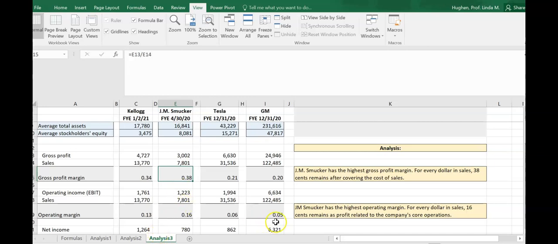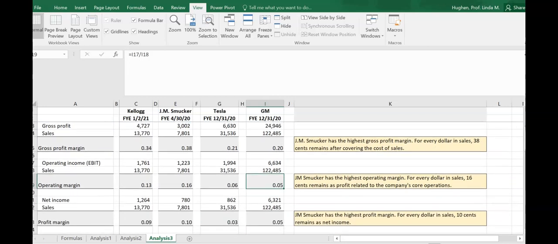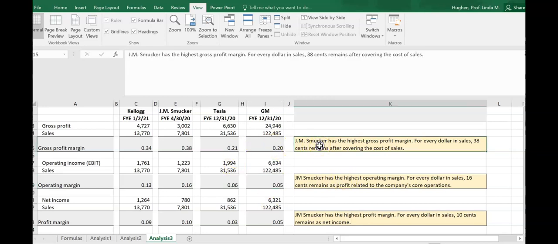We're probably going to see operating margins somewhere between 2 and maybe 20%, and profit margins somewhere between 1% and maybe 15%. So we're going to go through each one of these and state who had the best measure and what that means.